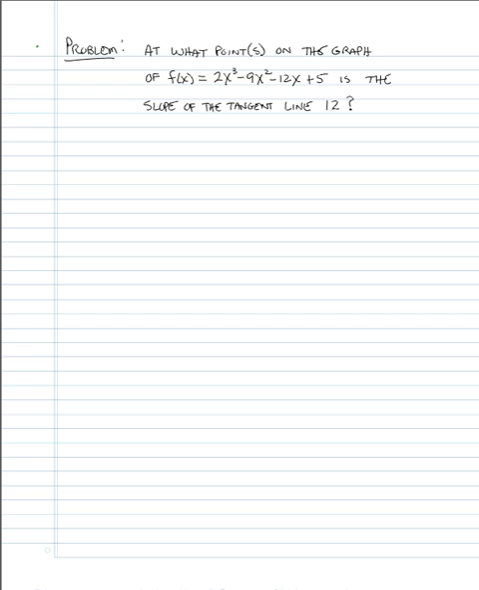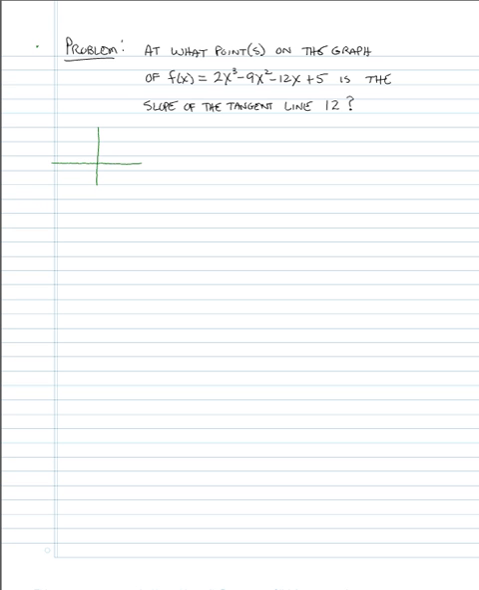Okay, here you see the statement of the problem. At what point or points on the graph of f of x equals 2x cubed minus 9x squared minus 12x plus 5 is the slope of the tangent line 12? Now, we don't really know what this graph looks like, but let me just illustrate, and I'm not claiming that this is the graph. But let's illustrate what this is about.